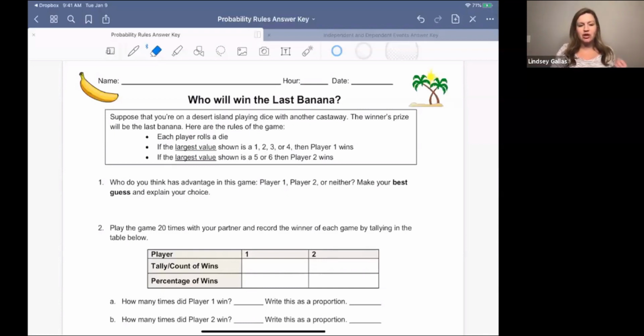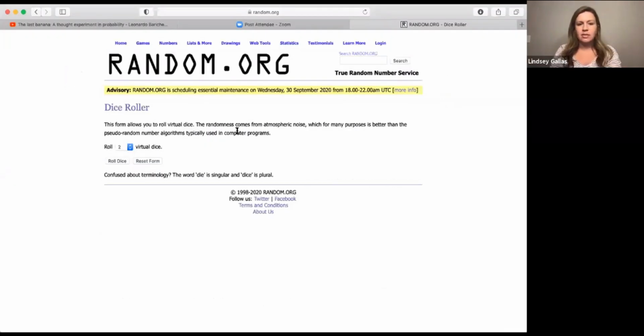I'm going to go to random.org, and I'm going to select their dice option, which looks like this. When you get to random.org, it's the option up at the top. It says games, and you want to choose dice roller, which will take you here. Now, I want to roll 2 virtual dice at a time, so I'm going to keep track of which player wins. So here's an example.